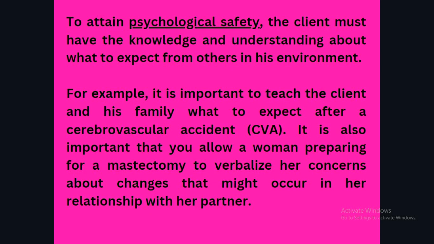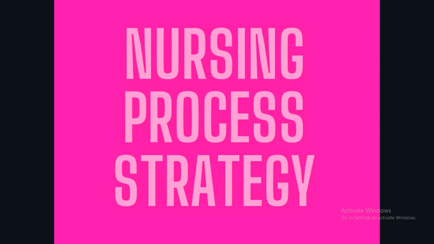Now, to attain psychological safety, the client must have the knowledge and understanding about what to expect from others in his environment. For example, it is important to teach the client and his family what to expect after a CVA, that is cerebrovascular accident. It is also important that you allow the woman who is preparing for a mastectomy to verbalize her concerns about changes that might occur in her relationship with her partner, right? So these are the psychological concerns. We have to address the psychological needs, and these are given the second priority.